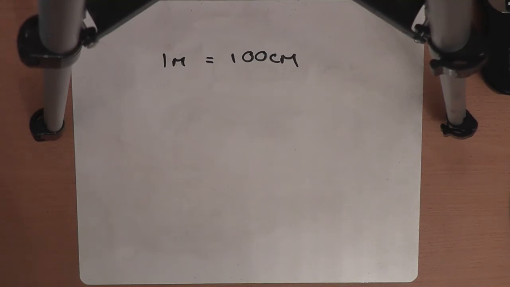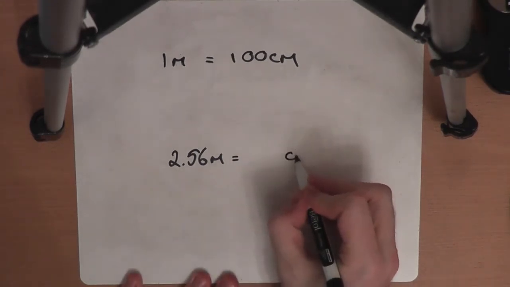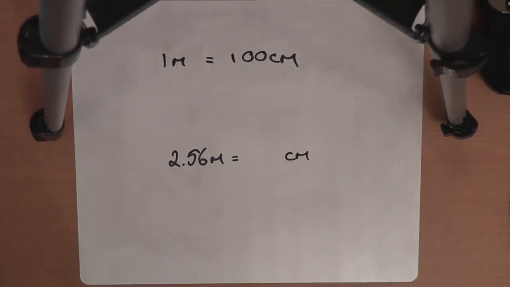We could also use a process of building up towards the answer, using facts that we know or can easily find out, to build towards something that we don't know. Let's say we wanted to work out ultimately 2.56 meters, converted into centimeters, and work out how many centimeters that needs to be.